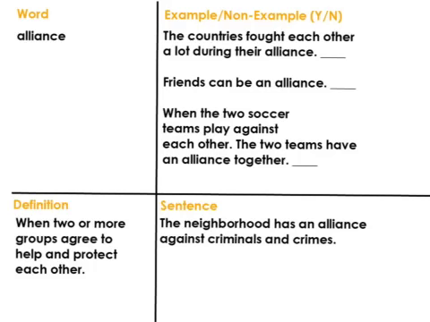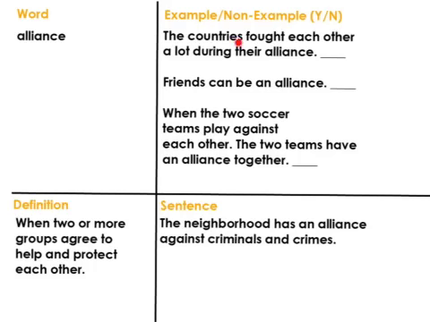Let's read the sentence. The neighborhood has an alliance against criminals and crimes. So the neighborhood works together as a group and they agree to help and protect each other against criminals and crimes. Next, let's look at example, non-example.